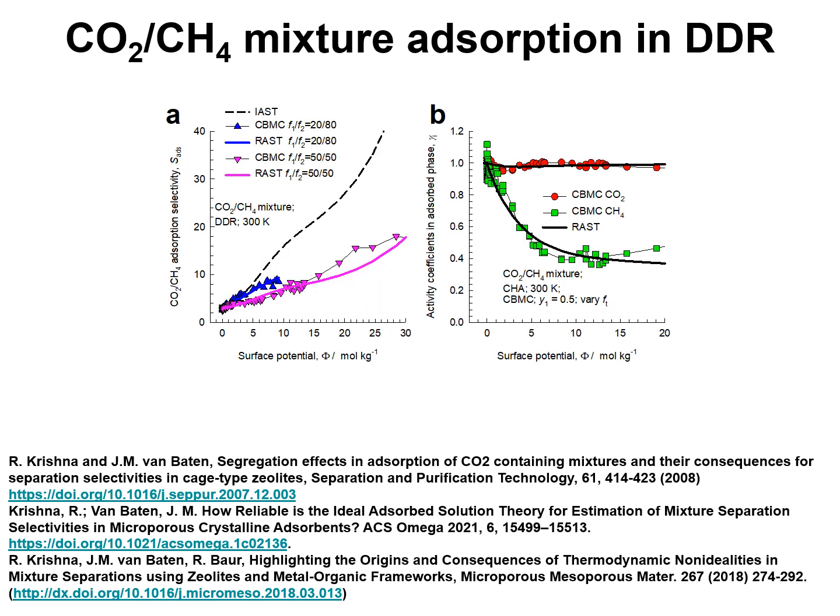For CO2 methane mixture adsorption in DDR zeolite, we conducted configurational bias Monte Carlo simulations for 20-80 mixtures indicated by the blue triangles and 50-50 mixtures indicated by inverted pink triangles. And for both these mixtures, we see that the CBMC simulation data for the adsorption selectivity of CO2 with respect to methane is significantly lower than the estimates of the ideal adsorbed solution theory.